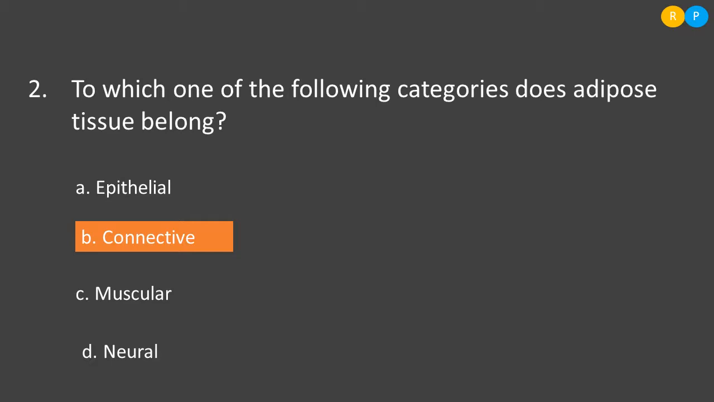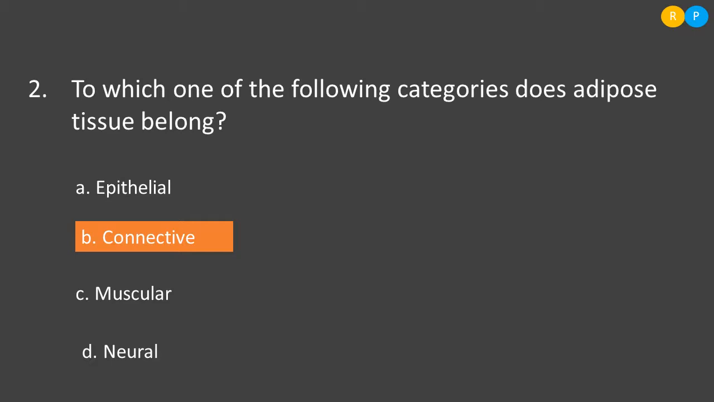Let us look into option A, epithelial tissue. We know the epithelial tissue is a protective covering of the animals. Epithelial tissue includes squamous epithelium, columnar and ciliated epithelium. The kind of fiber will not be present in the epithelial tissue. Clear. So adipose tissue is not an epithelial tissue.